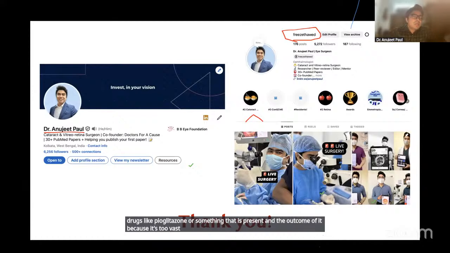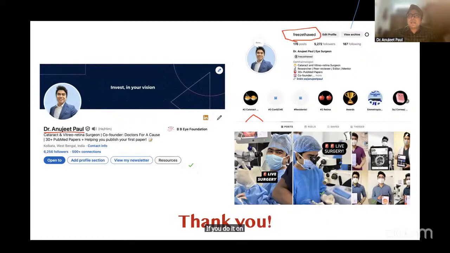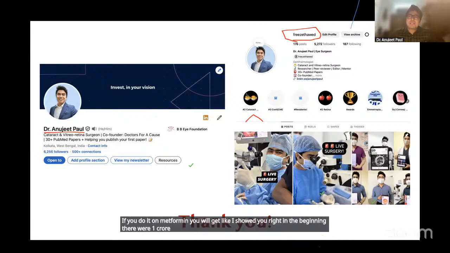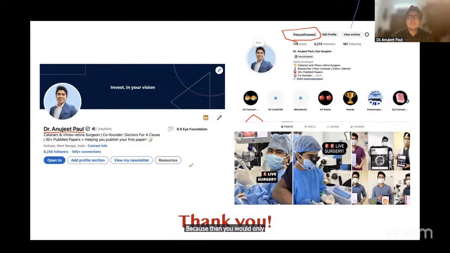For example, if you do it on metformin, like I showed you right in the beginning, there were 1 crore 49 lakh studies. You will get something around 3 crore 49 lakh studies on metformin. So meta-analysis, unless someone is already in the super specialty and is guiding you and telling you the topic in which you need to do it, because then you would only find around 10 to 12 to 15 to 20 sensible articles going forward.